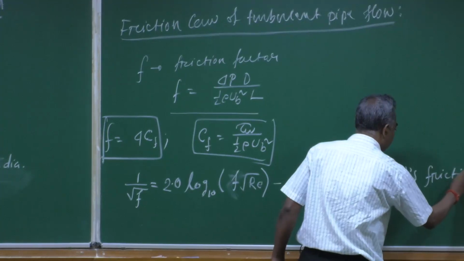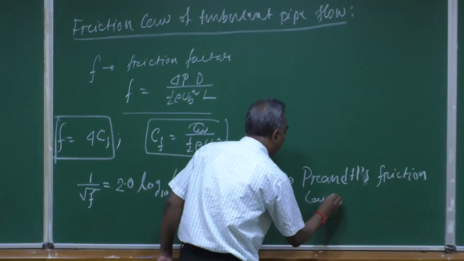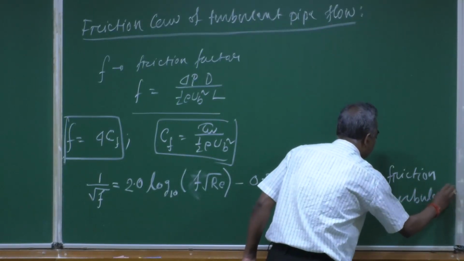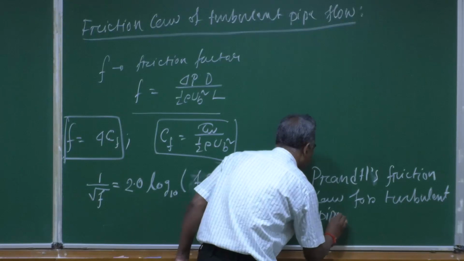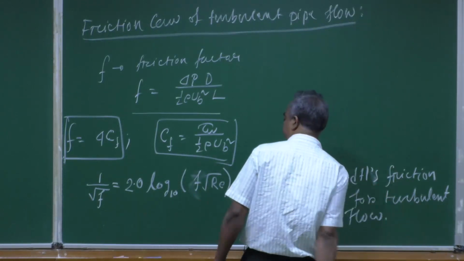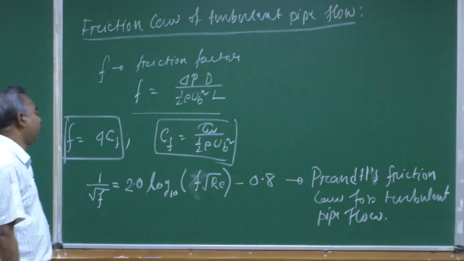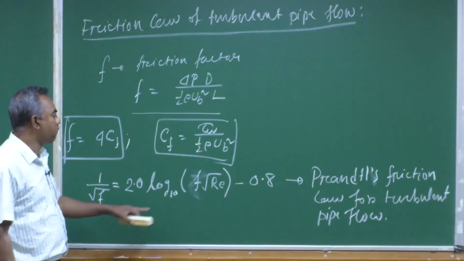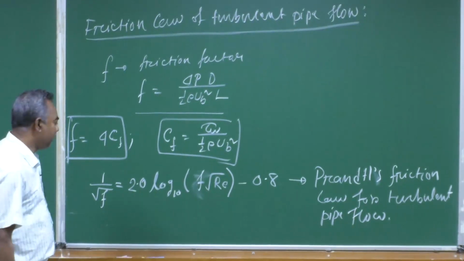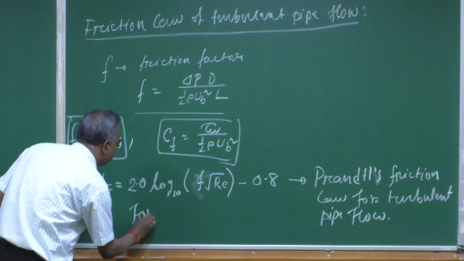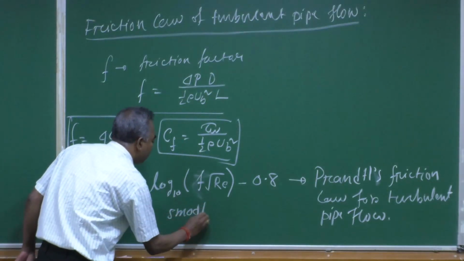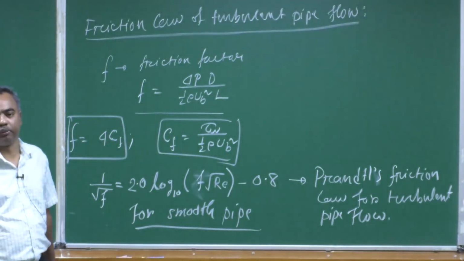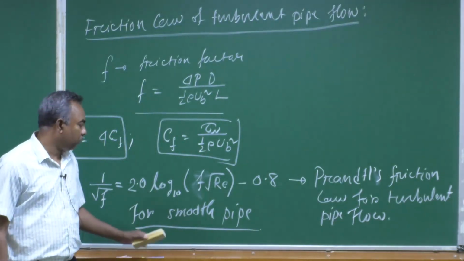Prandtl's friction law for turbulent pipe flow. Okay. So, this particular friction law is essentially for your smooth pipe. Okay. This is for smooth pipe. Okay. The inner surface of the pipe can be highly rough as well.